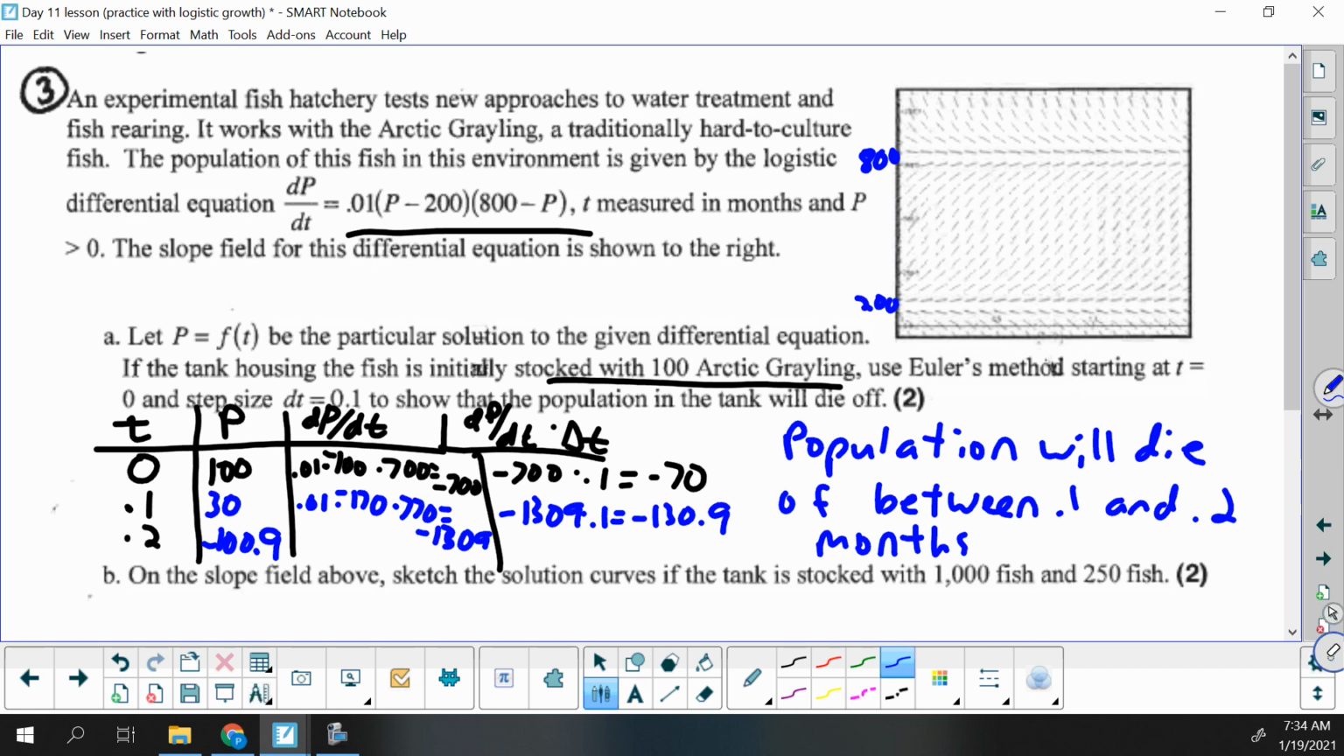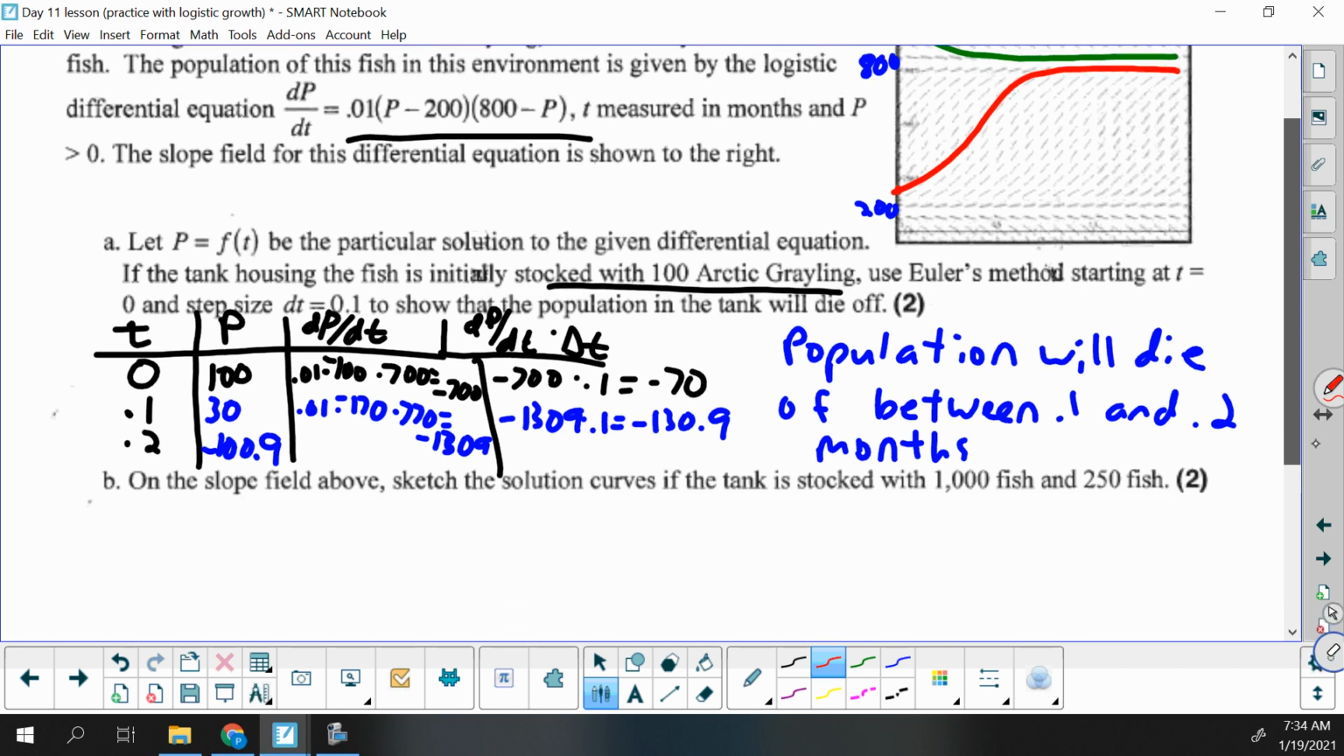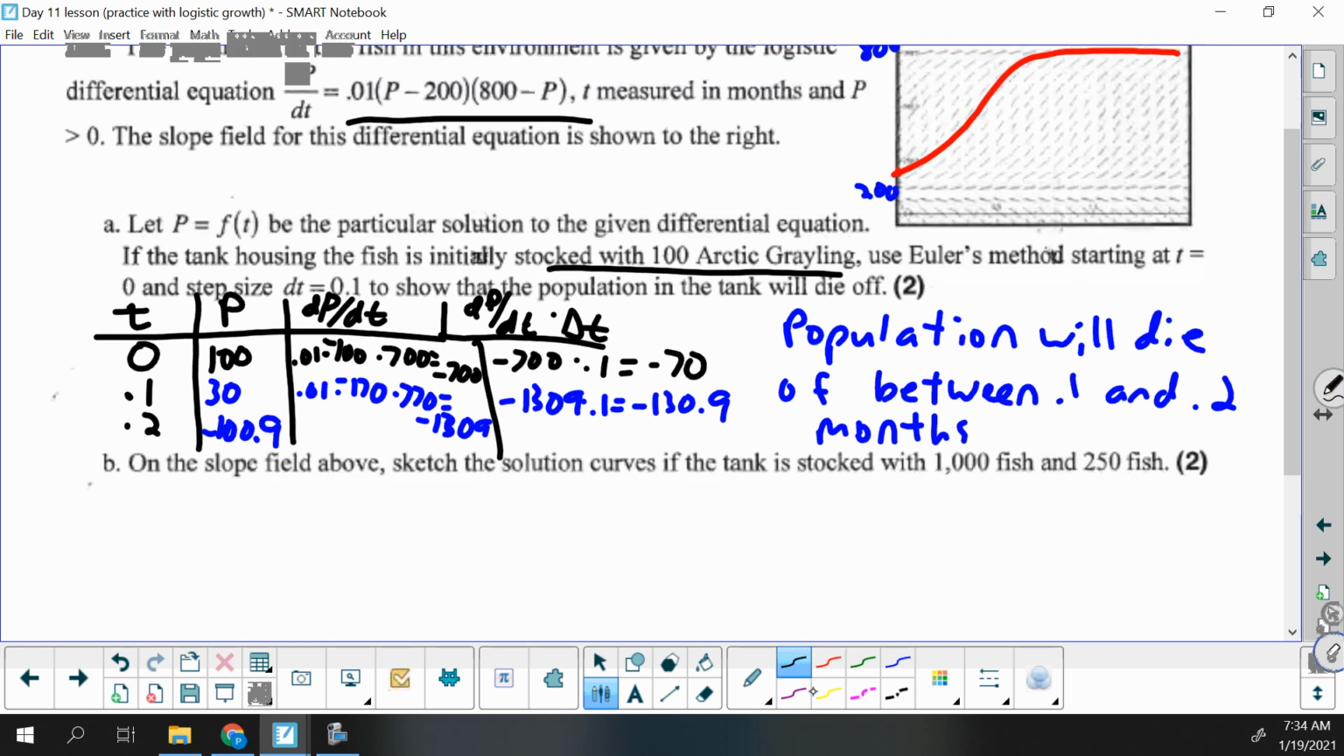So they want us to sketch the solution curve for 1,000 and 250. So 1,000 would be up here somewhere. They have all negative slopes, and it's flattening off at 800, so it should look something like that. For the 250, if 200 is there, 250 would be about here, and they have all positive slopes, so it should look kind of like that. And again, the quality of that slope field is not great, which is part of the reason we're doing this question.